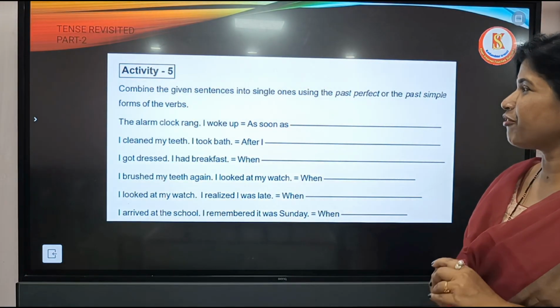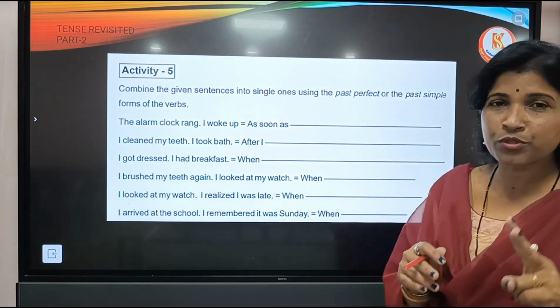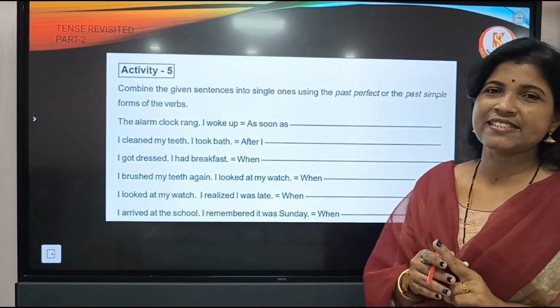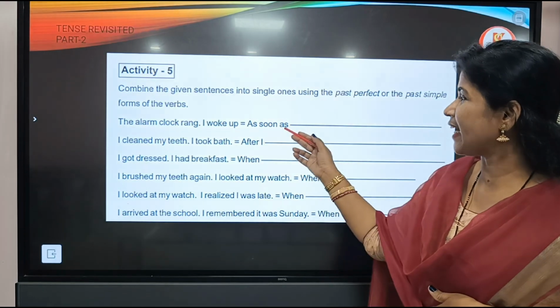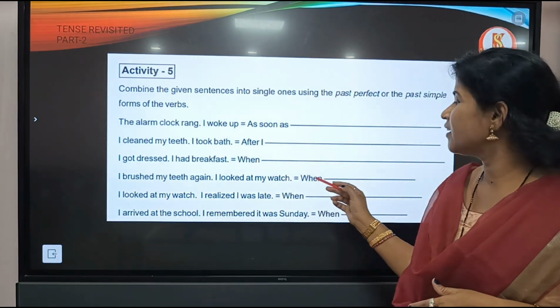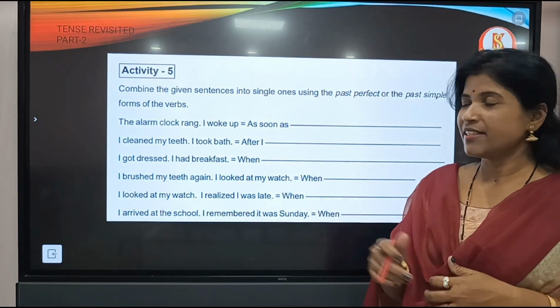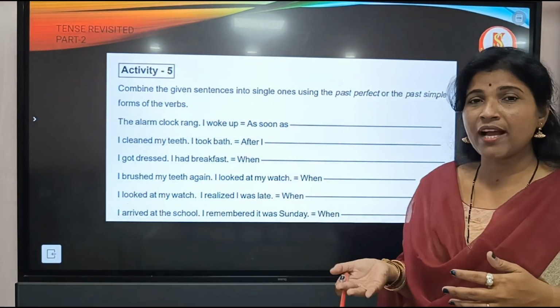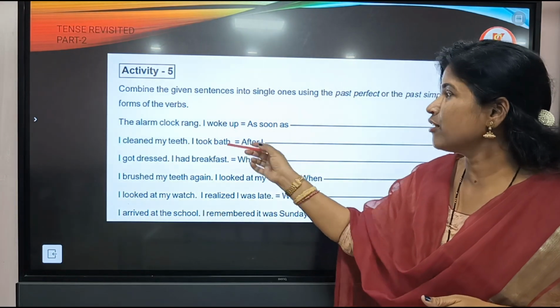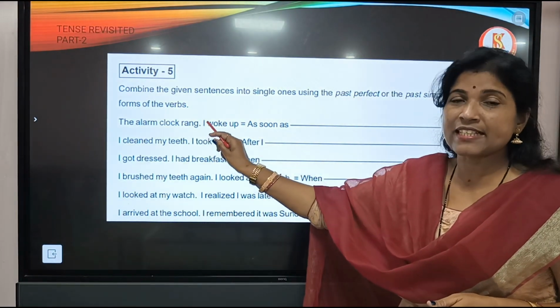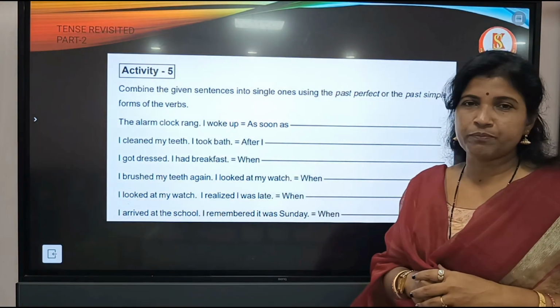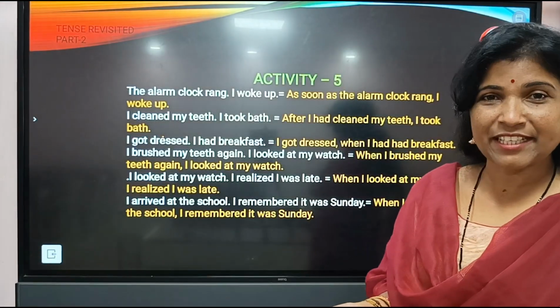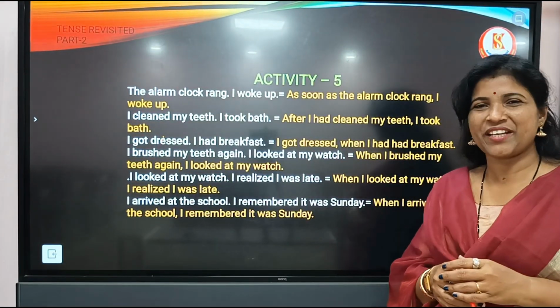Next is activity 5. So here we have 2 sentences. We have to join the sentences using some of the phrases like as soon as, after, when, and when. So first, the alarm clock rang. I woke up. So as soon as the alarm clock rang, we have to give comma here instead of full stop. Then I woke up. Okay? Practice it at your home so that you can do it in your exam.